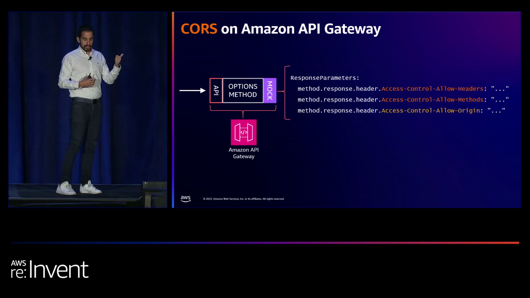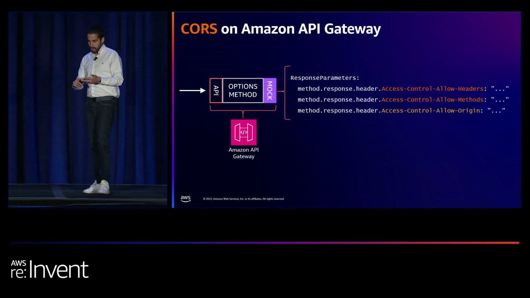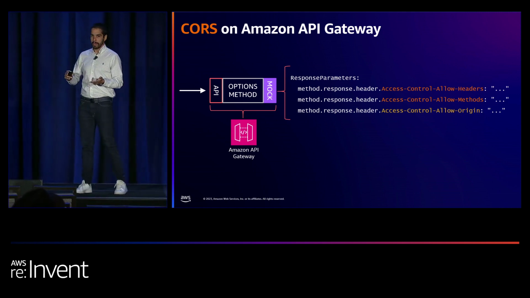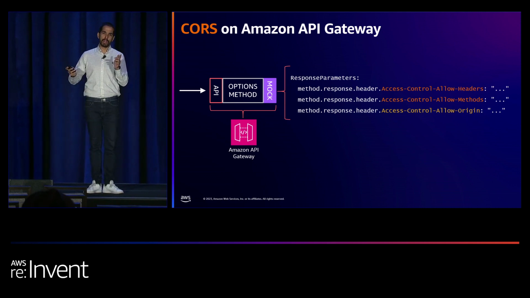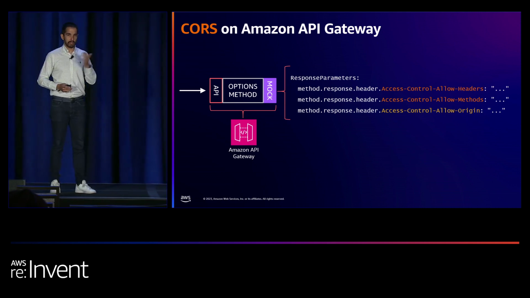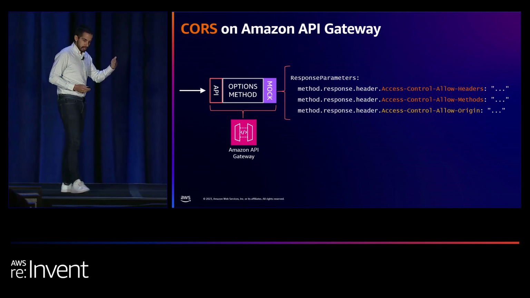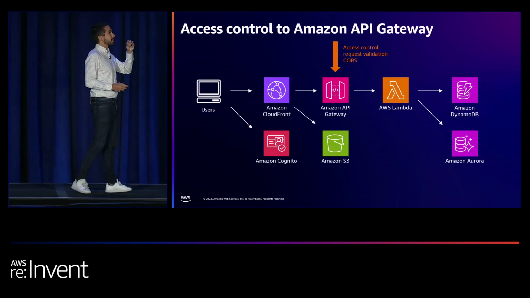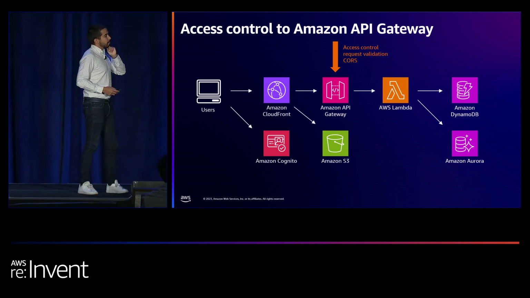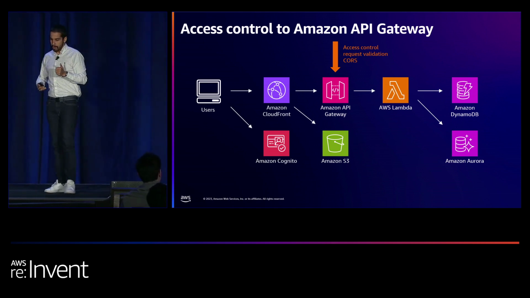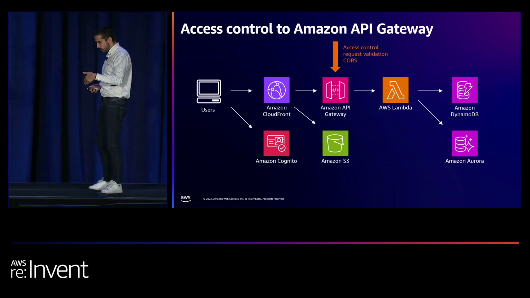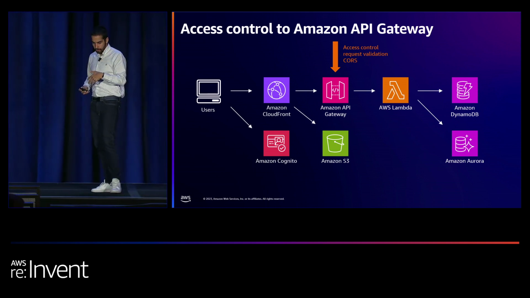So you can restrict what headers, what methods, and what's the origin domain that's allowed for our applications in Amazon API Gateway, so you don't have to do it as part of your application. Again, shifting left this functionality. So we've added three security methods or mechanisms to secure API access, right? Access control, request validations, and CORS.